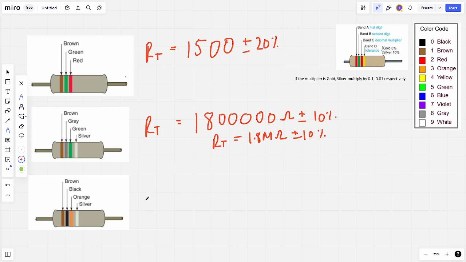And lastly, let's look at this example. The total resistance equals brown as the first number, which is 1, black is 0. We've got orange as the multiplier, so that's 3 zeros, plus or minus silver tolerance as 10%. That equals 10 kilo ohms plus or minus 10%.